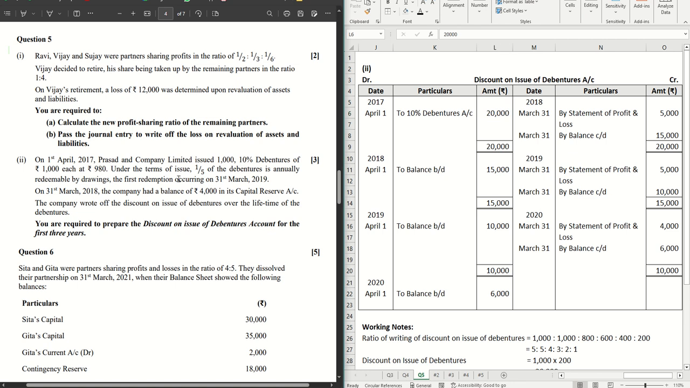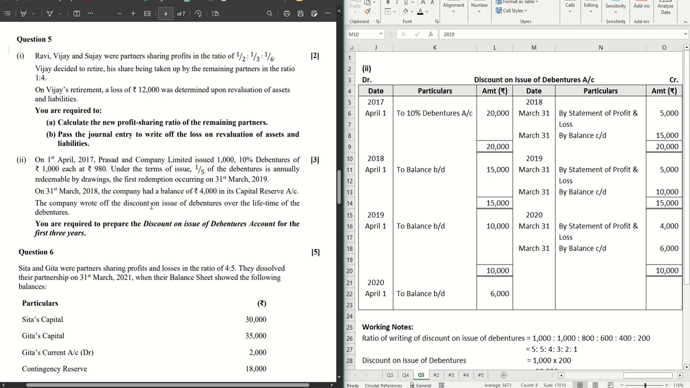Now the question says under the terms of issue, 1/5 of the debentures is annually redeemable by drawings, the first redemption occurring from 31st March 2019. So redemption starts from 31st March 2019. That means from this year, the redemption starts. On 31st March 2018, the company had a balance of 4,000 in its capital reserve. Nothing to do with that.